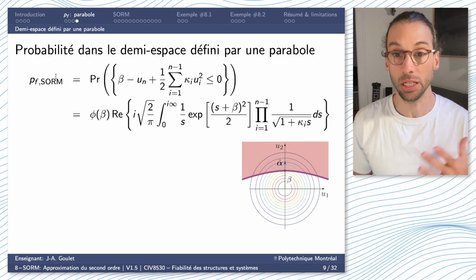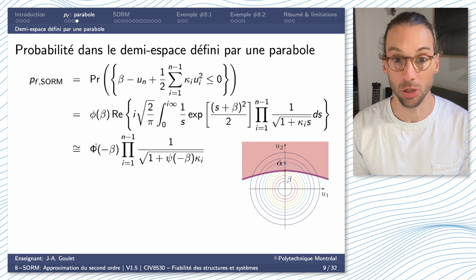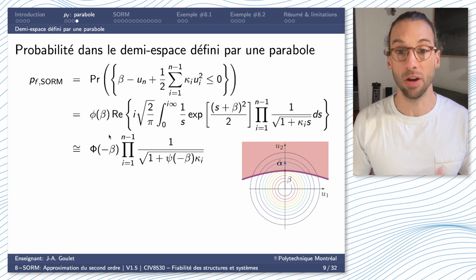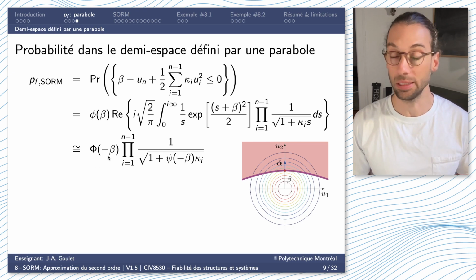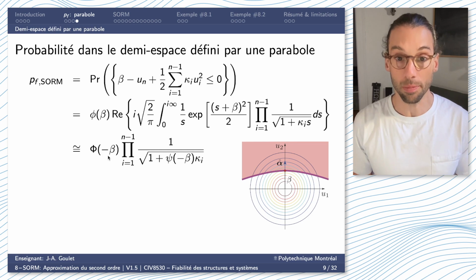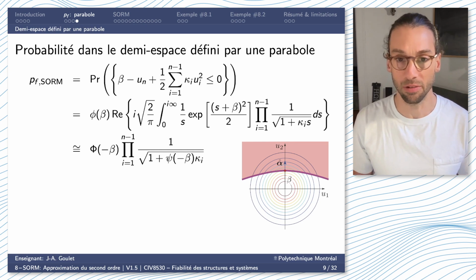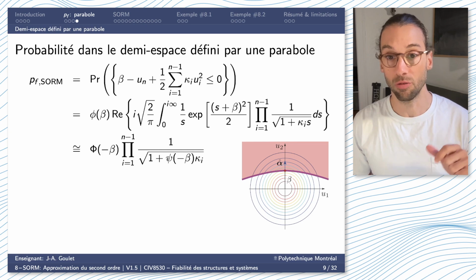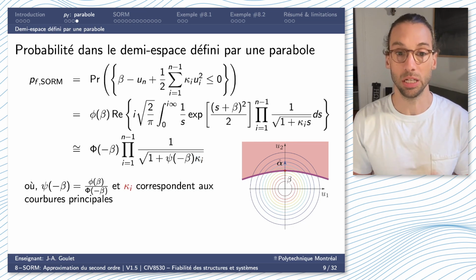If we want to be exact, we need to solve this equation if we want to evaluate this probability of failure. But luckily, we have a very accurate approximation given by this simple form that we can use, and that for practical purpose is very close to the correct formulation, where this approximate formulation involves the CDF of minus beta, the same quantity we were using in FORM, times the product of 1 divided by the square root of 1 plus psi of minus beta times kappa i. So we already have beta from the FORM analysis. We only need to obtain psi, which is a ratio of PDF and CDF, and kappa i, which are the principal curvature with respect to each dimension.